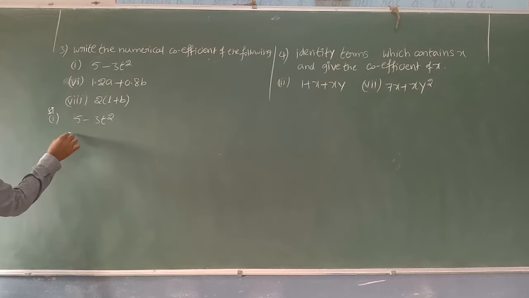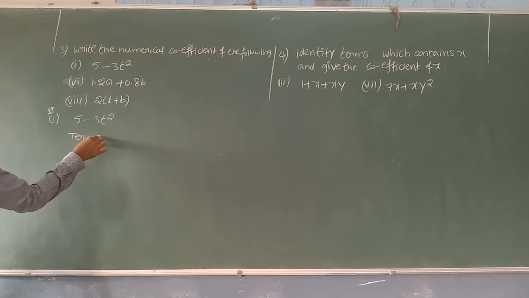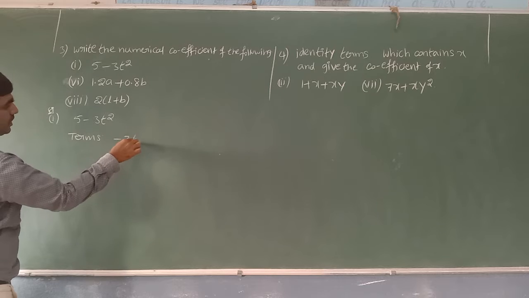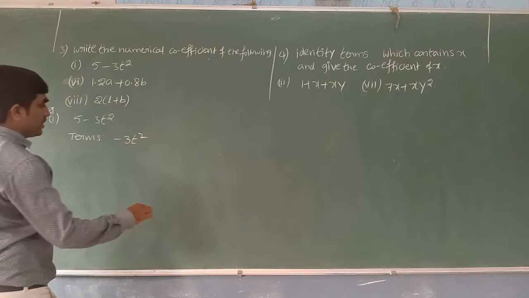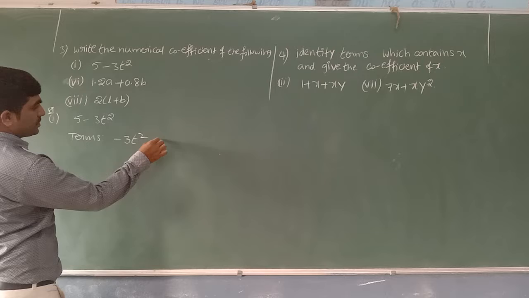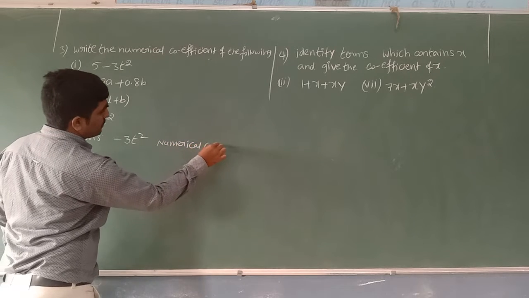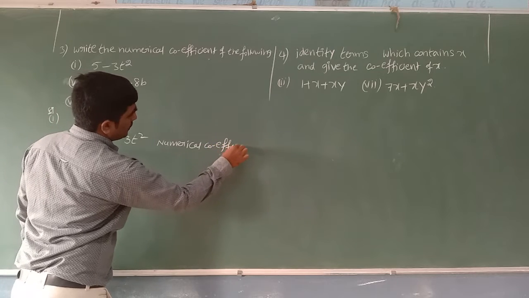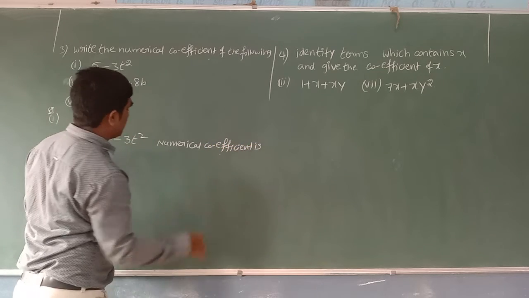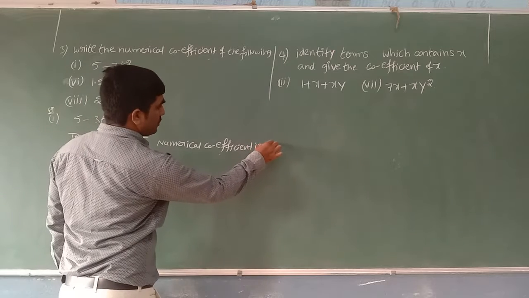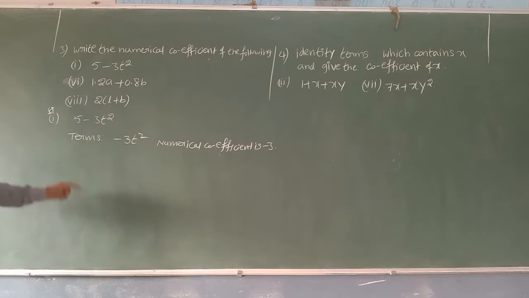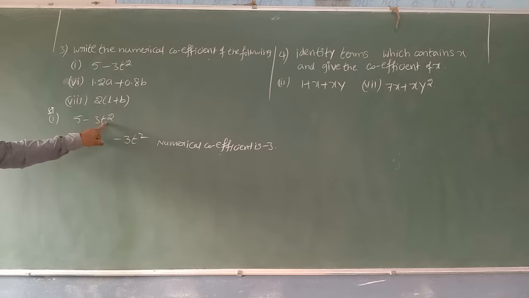Now here, what are the variable terms? Here the variable term is minus 3t square. And here the numerical coefficient is, let me write numerical coefficient, what? Minus 3. Numerical coefficient is minus 3. No need to write the coefficient for constant, beta. Only for variable terms you can write the numerical coefficients. Here I can see only one variable term and its numerical coefficient is minus 3.